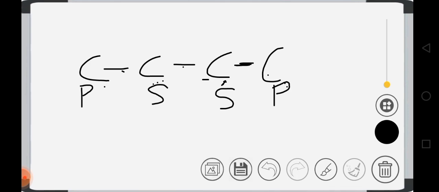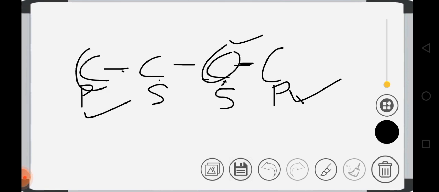Any carbon attached to just one carbon is called primary carbon. Any carbon attached to two other carbons, this carbon is attached to this and this, with this bond and this other bond, is called secondary carbon. This one is also attached to this and this. So this one is still secondary carbon because it's attached to two other carbons. So that's how we know primary and secondary.